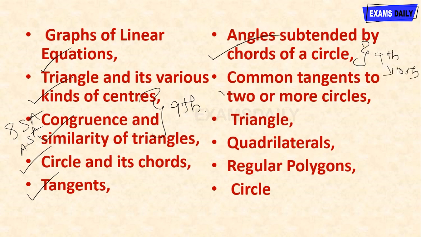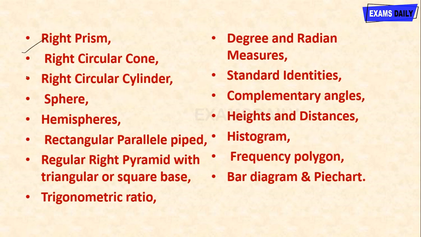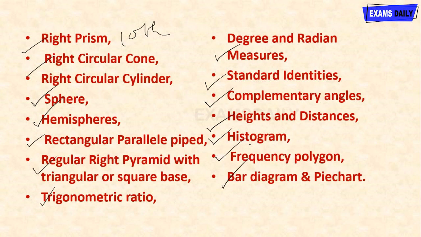And common tangents to two or more circles, and then triangles, quadrilaterals, regular polygon, circle, and these are the syllabus in 9th standard. You can go through 9th standard books to get information about this. And then right prism, right circular cone, and these are all in the 10th standard maths book. And then sphere, hemispheres, rectangular parallelepiped and rectangular right pyramid with rectangular or square base, and then trigonometric ratio, degree and radian measures, standard identities, complementary angles, heights and distances, histogram, frequency polygon, bar diagram, and pie chart.